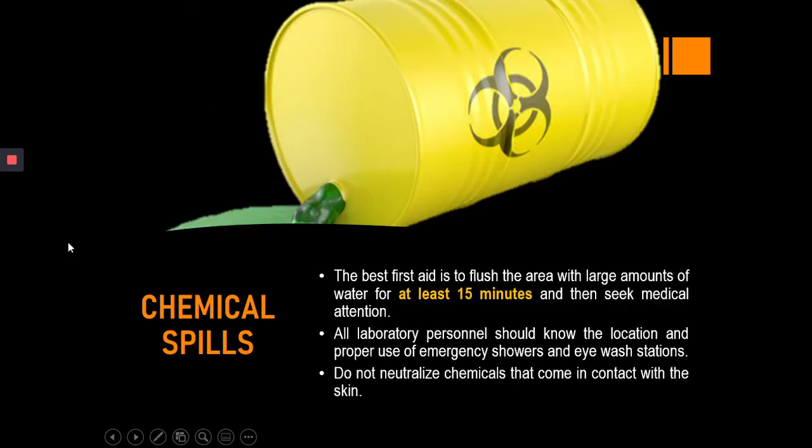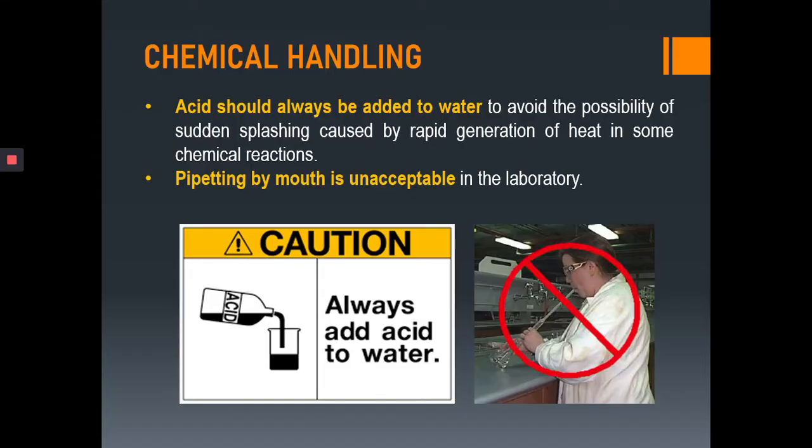For chemical spills, the best first aid is to flush the area with large amounts of water for at least 15 minutes and then seek medical attention. It's not the other way around wherein you go to the emergency room first before you flush the area with water. Again, it's always flush the area with water before going to see a doctor. All laboratory personnel should know the location and proper use of emergency showers and eye wash stations. And lastly, do not try to neutralize chemicals that come in contact with the skin.